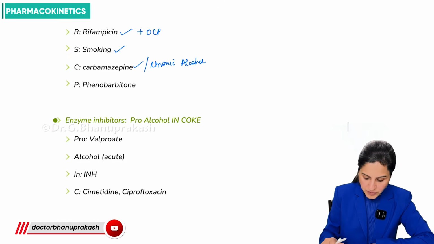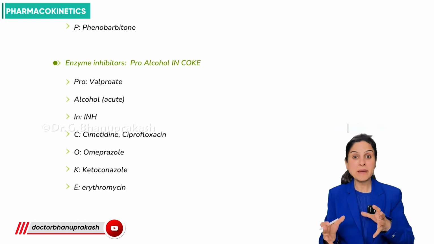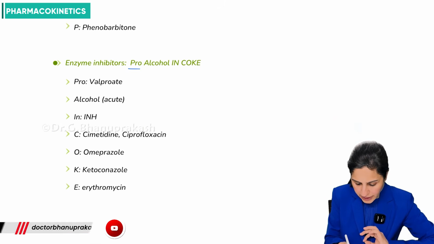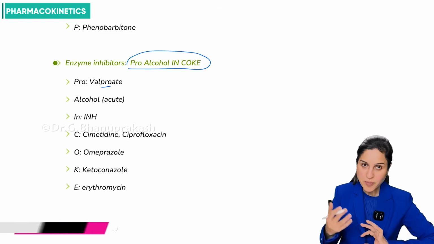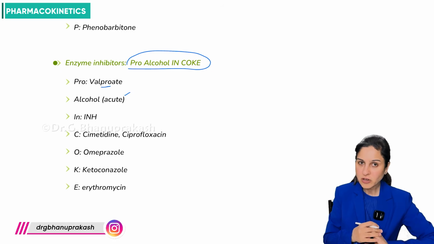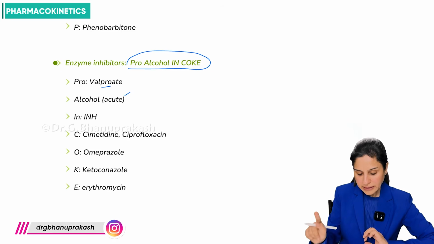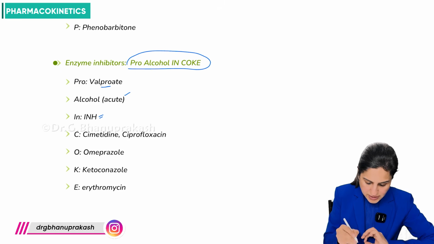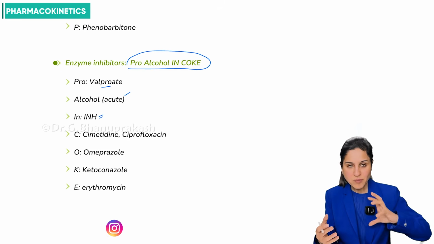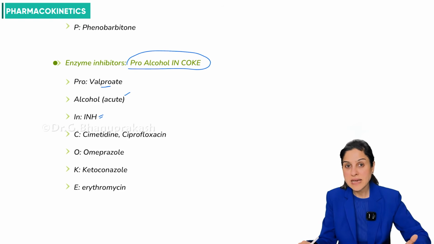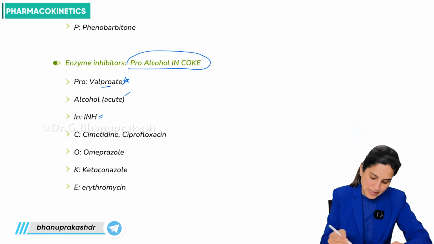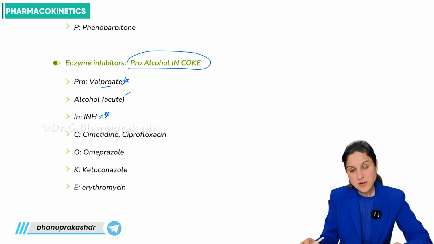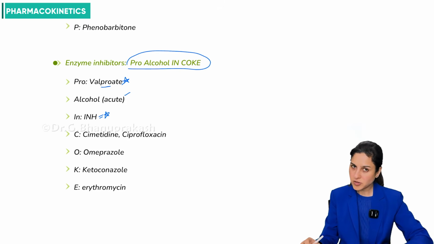While on the other hand, we have the other group, which is called enzyme inhibitors. Another mnemonic to remember: pro alcohol in coke. Pro means valproate, right? Acute intake of alcohol. Chronic was an inducer, acute intake is an inhibitor. Isoniazid. So exceptions: most of the anti-epileptics are usually enzyme inducers, the exception being valproate. Most of the anti-TB drugs are enzyme inducers, the exception being INH. C is for cimetidine, ciprofloxacin, O is omeprazole, K is ketoconazole, and E is erythromycin.